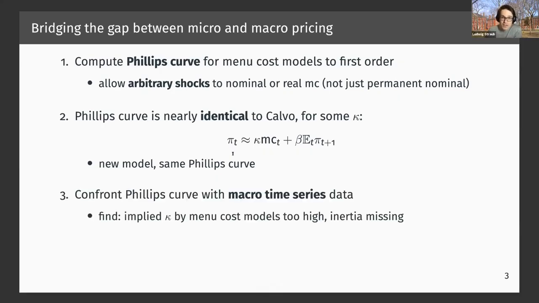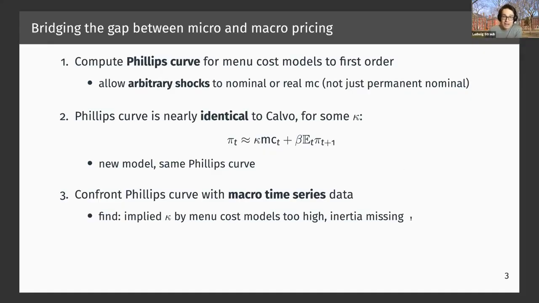So we're going to then confront this Phillips curve with the macro data. And, almost unsurprisingly, we're going to find that this kappa is very large. So the Phillips curve is much steeper than we typically find it to be in the macro time series data. And in particular, there's also no inertia in this Phillips curve. So it's perfectly forward looking, right?